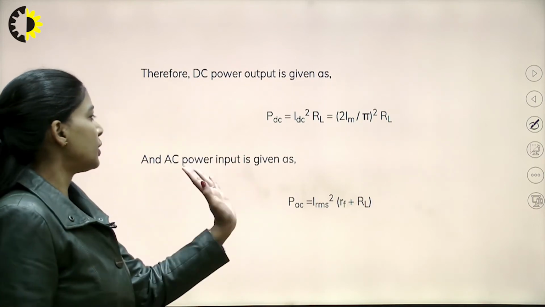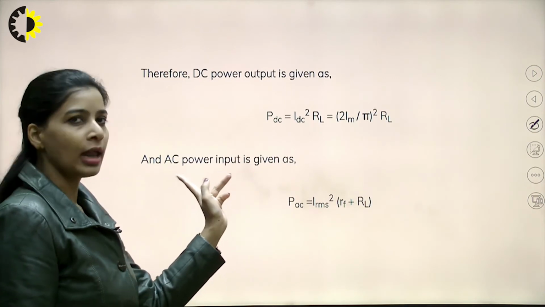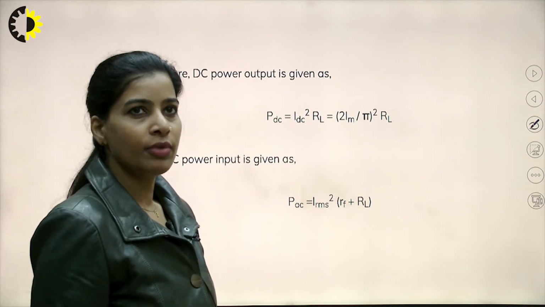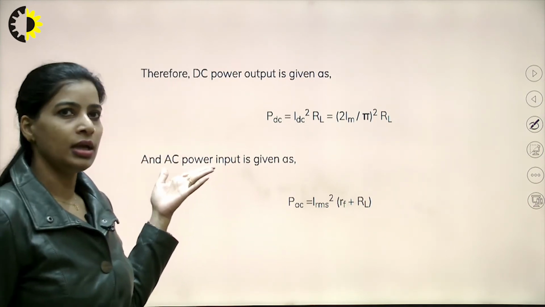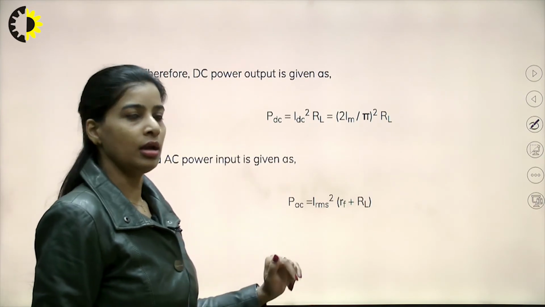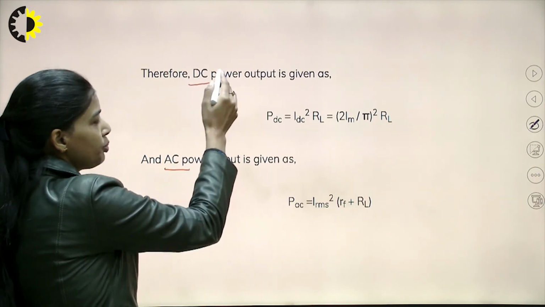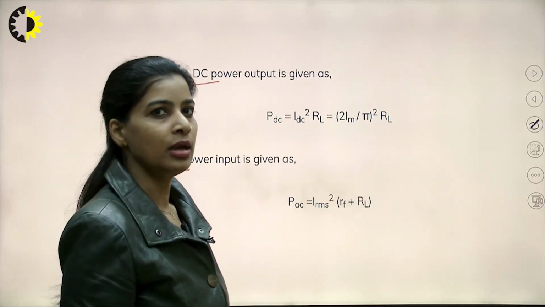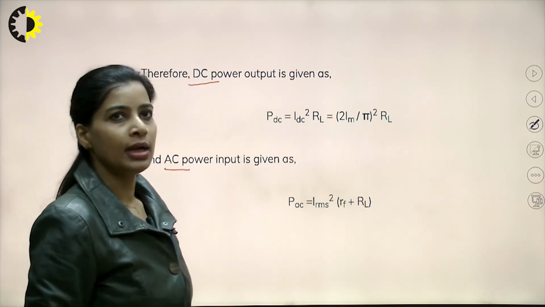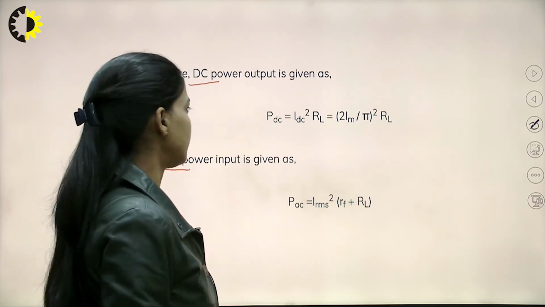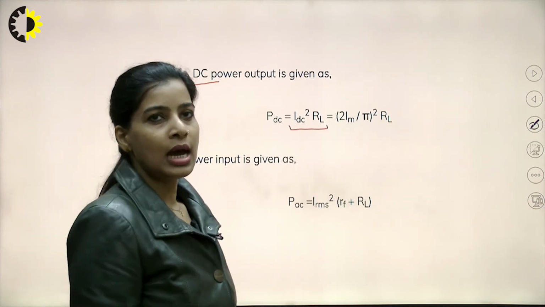Then DC power output and AC power input. DC power output, and in the input we are calculating AC power, because that is the basic functioning of the rectifier circuit, that we are converting the AC signal into the DC signal. So, at the input side we have AC, and at the output side we are getting DC. So, at the input side we find AC power, and at the output side we find DC power. DC power we can calculate by using the formula I square R.